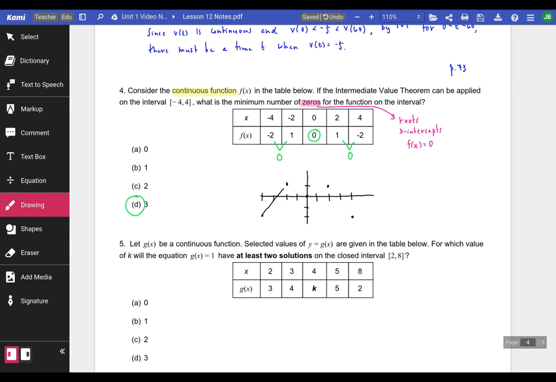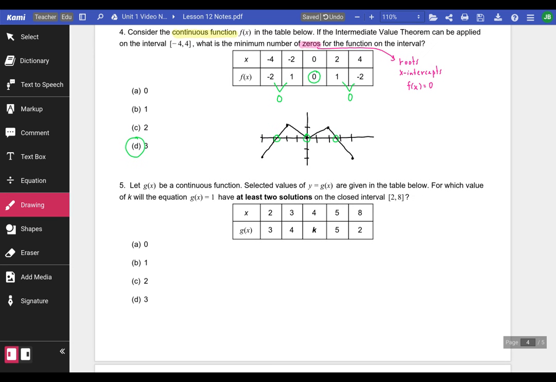I can sketch in some curve that just connects these points. I know it's continuous, so there's no holes or jumps or anything going on. So then I can see in my picture, there's at least 3 places here, here, and here where I'm crossing the x-axis. And so this visual representation gives me the same result. We know we can guarantee at least 3 zeros for this particular function on the given interval.